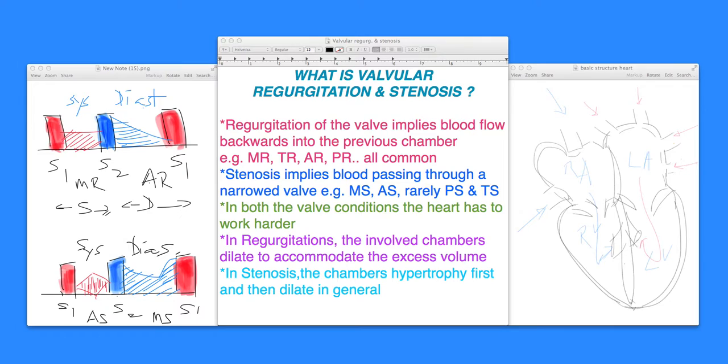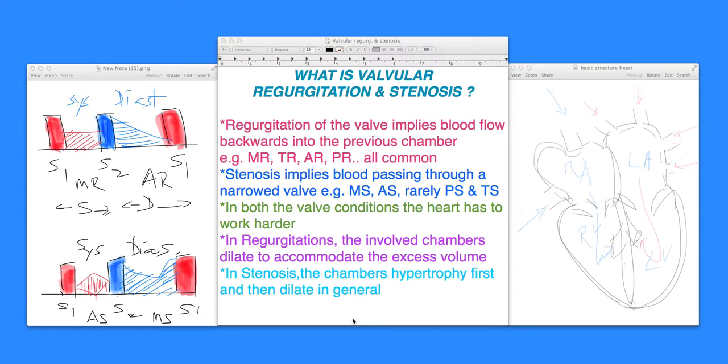Again, all of these murmurs are appreciated with the stethoscope. Remember, the stethoscope is the basic medical device that the doctor uses to hear your heart sounds. So mitral regurgitation gives a systolic murmur. Aortic regurgitation gives you a diastolic murmur.